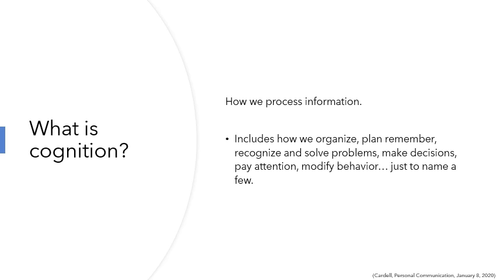What is cognition? Essentially, it's how we process information. It's a pretty simple concept, but there are actually a lot of components to cognition. It encompasses how we organize, plan, remember, recognize, and solve problems, make decisions, pay attention, modify behavior, and those are just a few things.